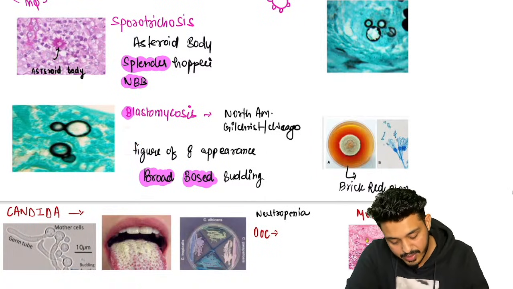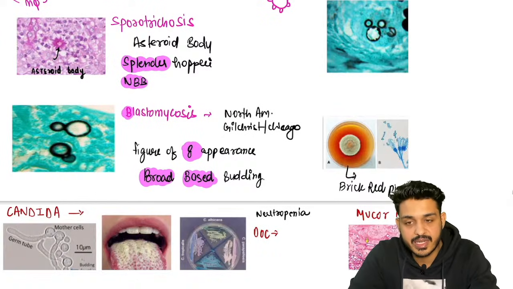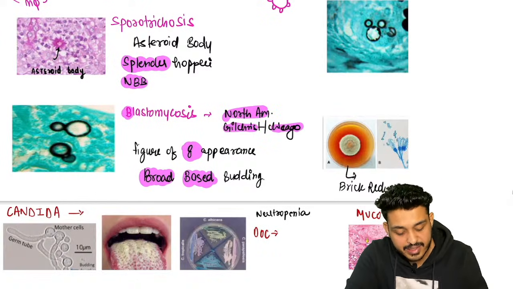All these things you have to remember. So a figure of 8 appearance is going to be there. Blastomycosis is going to be there. It is going to have a broad based budding. This is known as North American, Gilchrist, or Chicago disease.